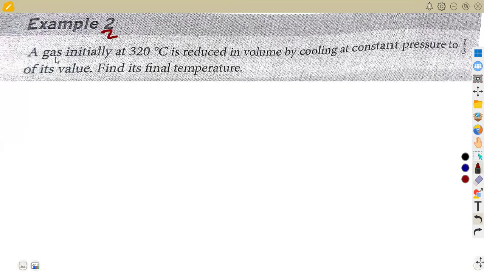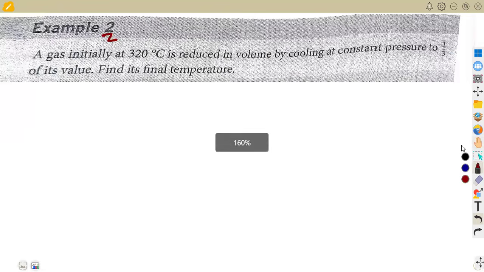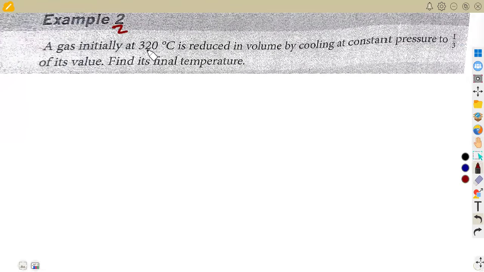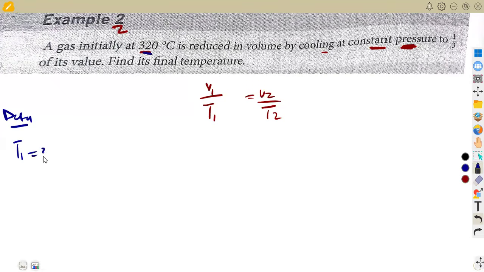Another question that you're given is that a gas initially at, so this gas is initially at what? It is initially at 320 degrees Celsius and is reduced in volume by cooling at constant pressure, meaning to say we are dealing with what? V1 over T1, Charles' law, which is equal to V2 over T2. But what is the condition that we have? All right, let's see what we are given here. So initially, it is at this temperature that is at T1. So 320 plus 273 as usual. That was going to give us 593 Kelvin.